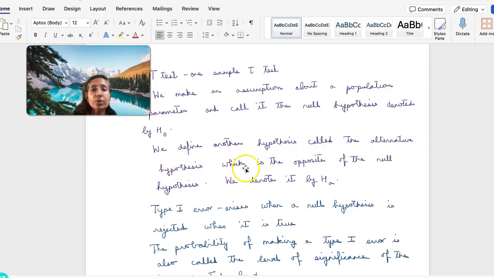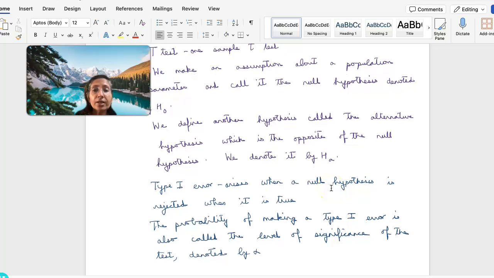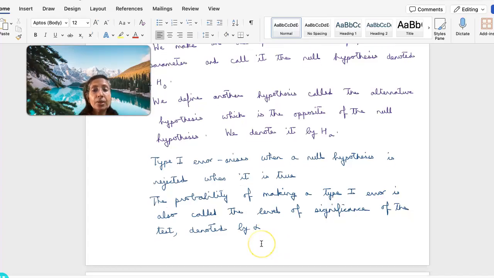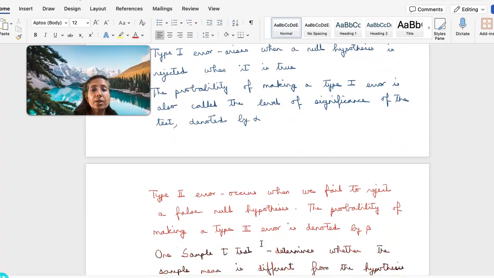We define another hypothesis called the alternate hypothesis, which is the opposite of the null hypothesis, and this we denote by HA. So a type 1 error arises when a null hypothesis is rejected when it is true, and the probability of making a type 1 error is called the level of significance of the test, denoted by alpha. Now what is a type 2 error? Type 2 error occurs when we fail to reject a false null hypothesis, and the probability of making a type 2 error is denoted by beta.